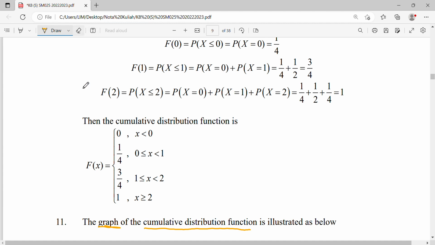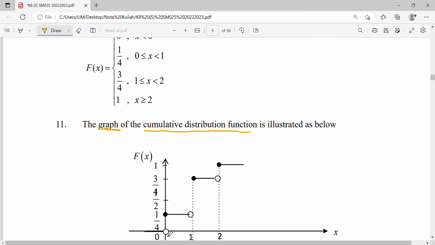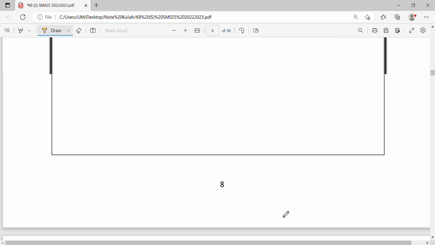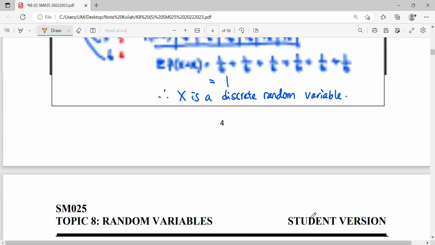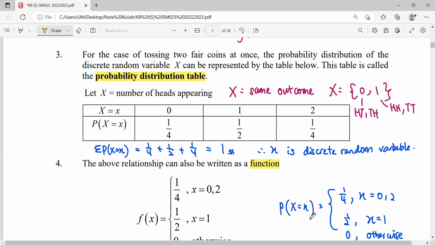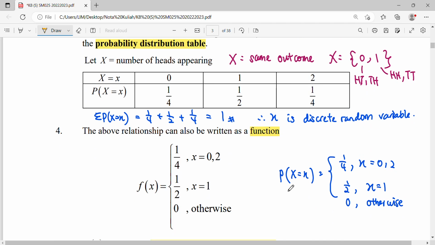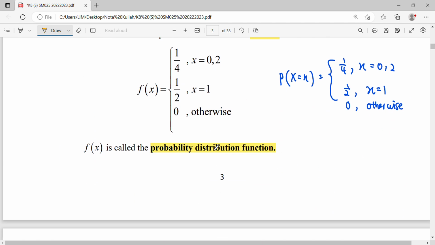Okay, the graph will be in the shape of tangga, 1, 1, 1, 1. Start dari beginning of the probability is 0. The smallest probability will have 0, right? So start from 0. Then kita tambah kita punya random variable, so dia akan nilai dia tambah lagi. So this example we can refer back. We refer back our notes before this, where we already get our probability distribution table. So let's say this is our probability distribution table.